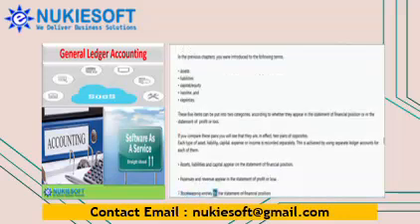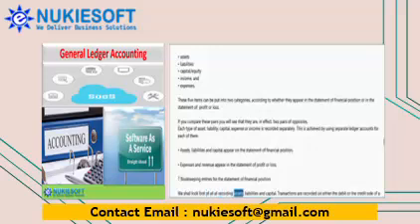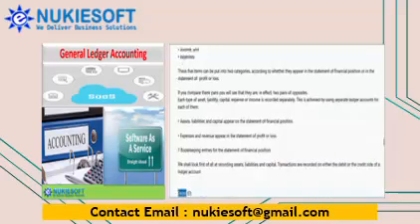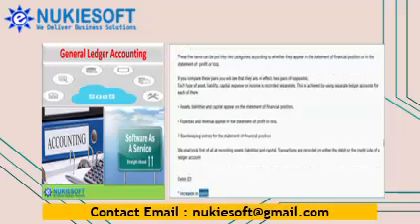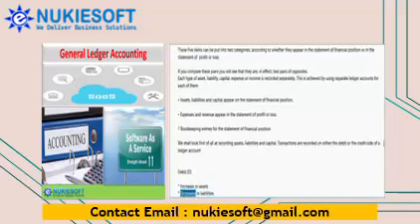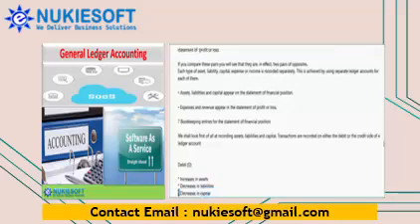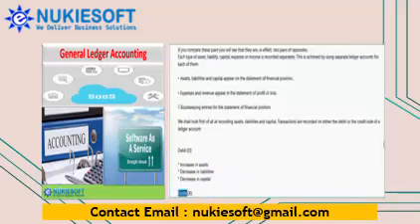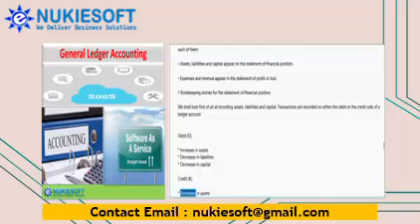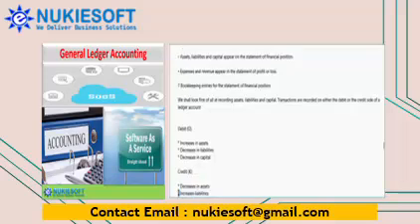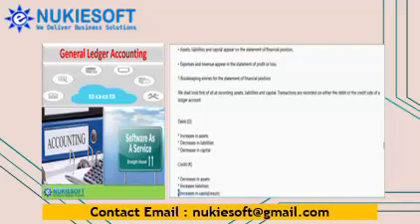Bookkeeping entries for the statement of financial position. We shall look first of all at recording assets, liabilities, and capital. Transactions are recorded on either the debit or the credit side of a ledger account. Debit: increases in assets, decreases in liabilities, decreases in capital. Credit: decreases in assets, increases in liabilities, increases in capital/equity.